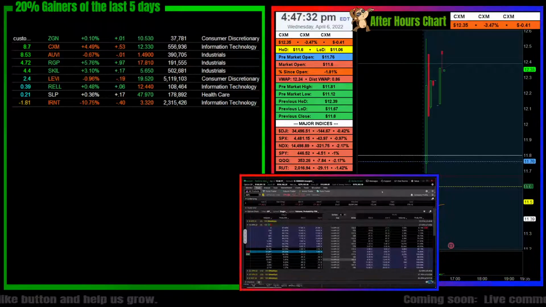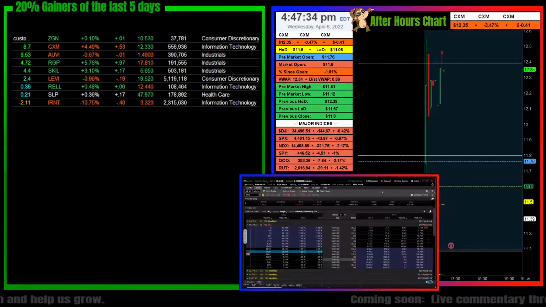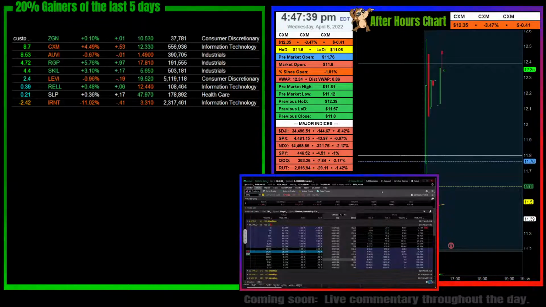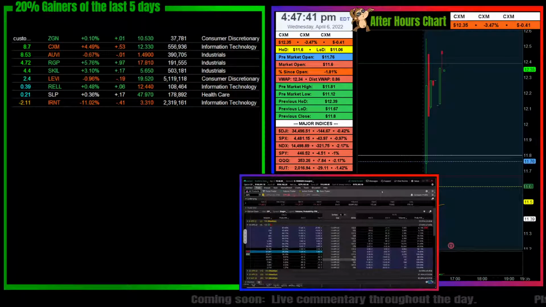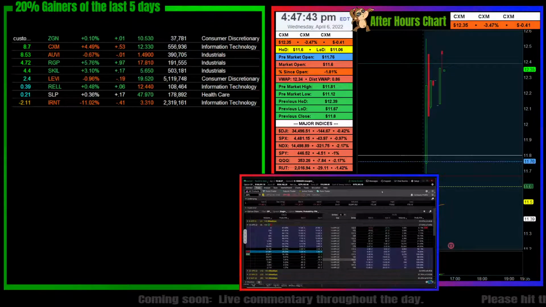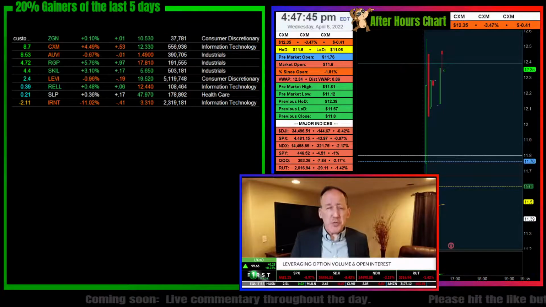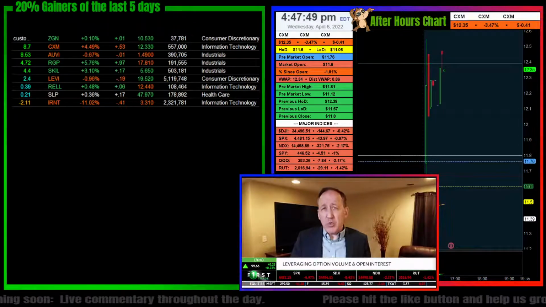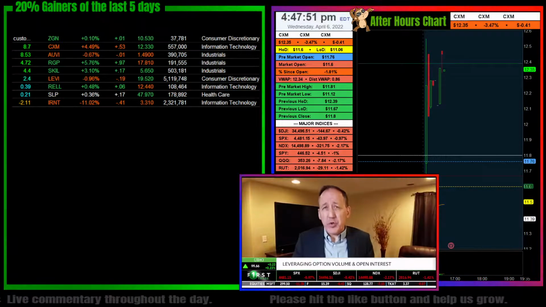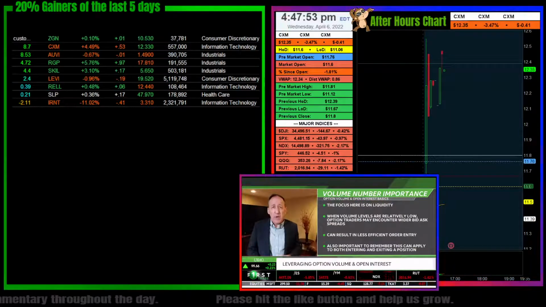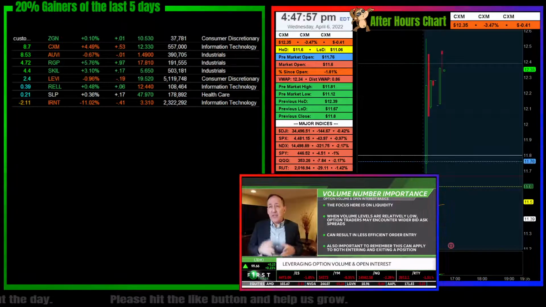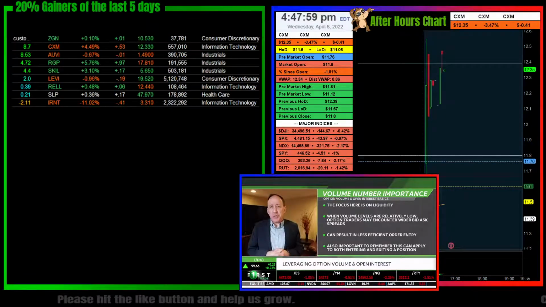Now, let's talk a little bit more about the importance of volume, option volume, John. Yeah, as I said, Scott, the focus here is on liquidity. So when volume levels are relatively low, option traders may encounter wider bid-ask spreads, which can result in less efficient order entry. It's also important to remember that this can apply to both entering the trade as well as exiting a position.